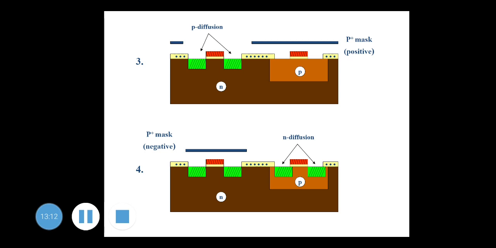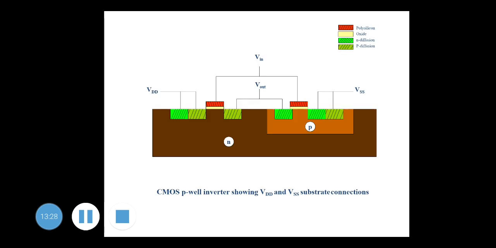Mask 7 defines the metal layer pattern, and then an overall passivation layer is applied, and mask 8 is needed to define the openings for access to bonding pads. So this is the overall fabrication process of CMOS using the P-well method.